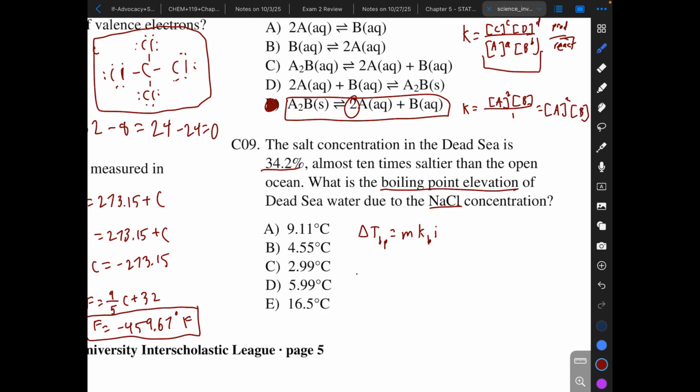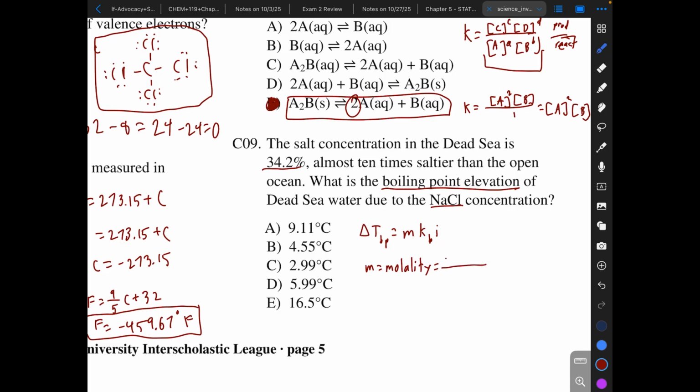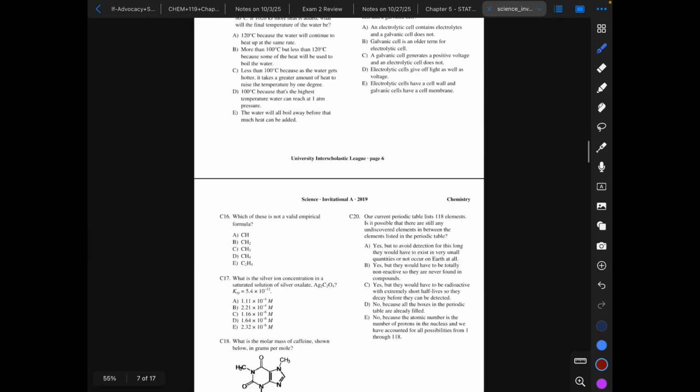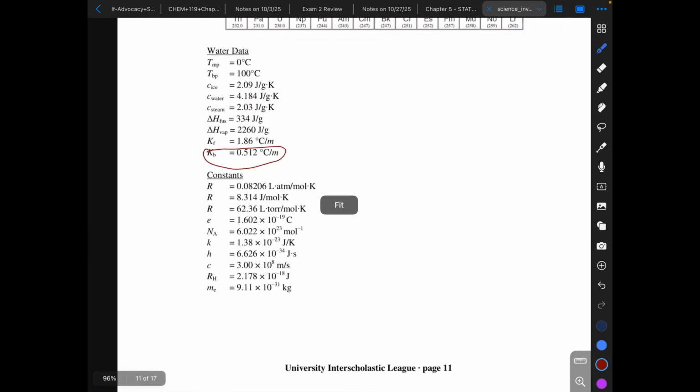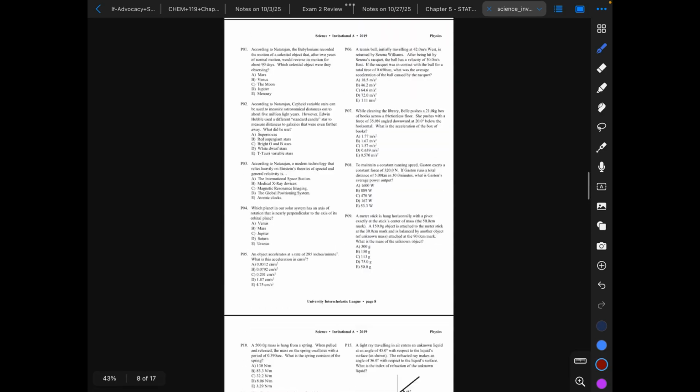Let me explain what those terms mean. Lowercase m stands for molality, not molarity, and there's a big difference between the two. Molality is the moles of the solute over the kilograms of solvent. The boiling point constant, in this case, we're going to find on the formula sheet, and it is 0.512.